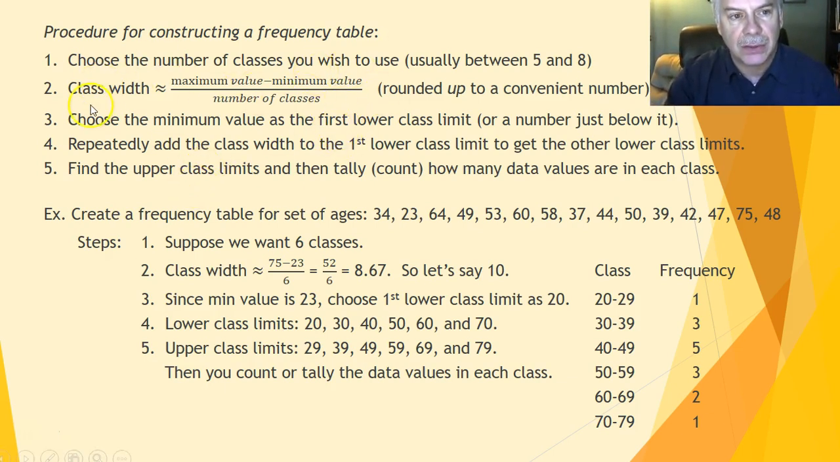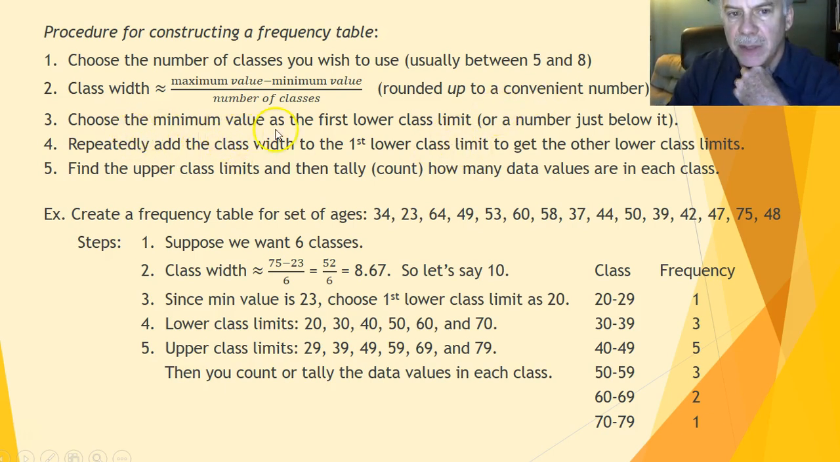So then to determine the class width, you take the maximum value in the whole data set, so whatever is the highest value in the whole data set, and subtract the lowest value, the minimum value, and then divide that by the number of classes that you wanted to have. So if you decide, I want to have 6 classes, you'll take this maximum value minus the minimum value and divide by 6. And then you round up to a convenient number. And you'll see what I'm talking about here when we look at an example.